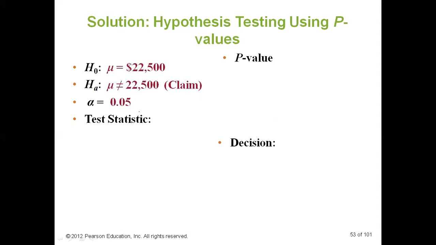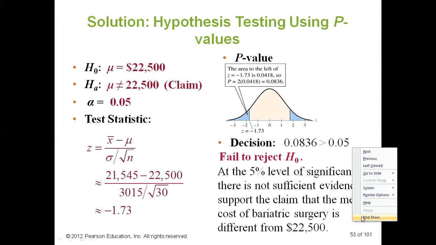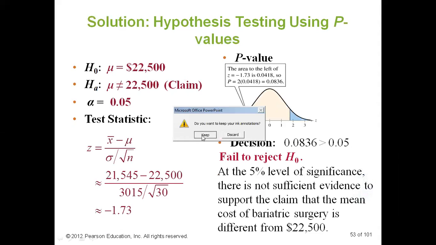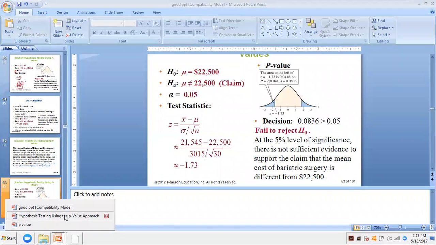Alpha is given as 0.05, x bar is 21,545, sigma is 3015, and the sample size is 30. After computation we are getting minus 1.73. So again we will find the value of minus 1.73 in the Z table.